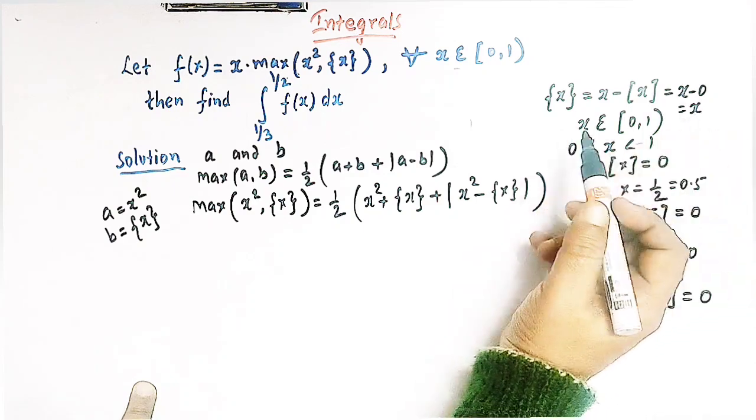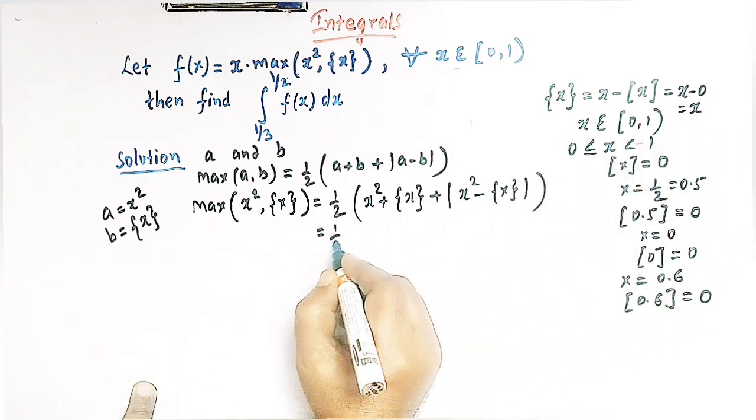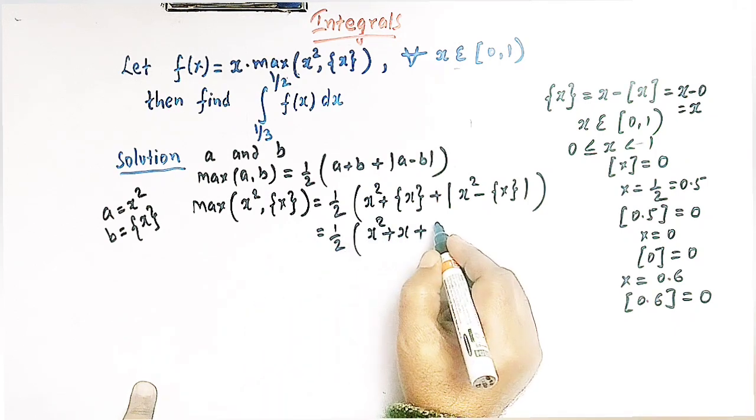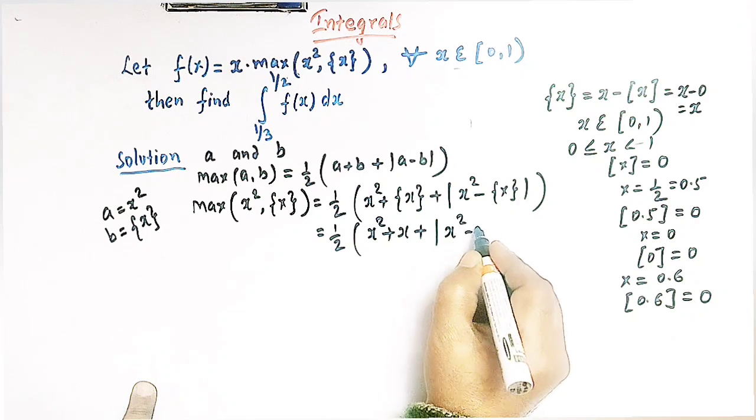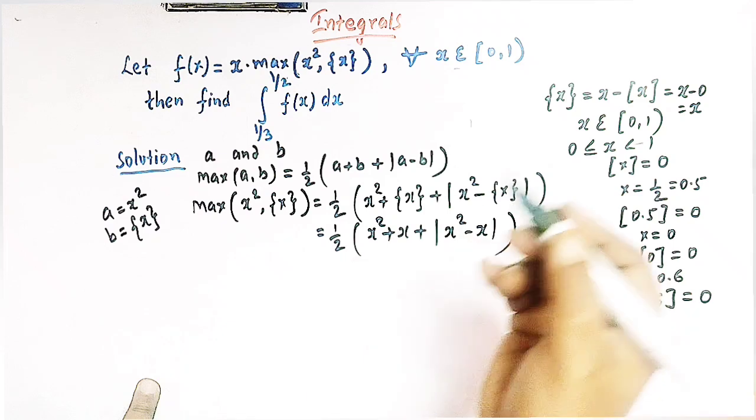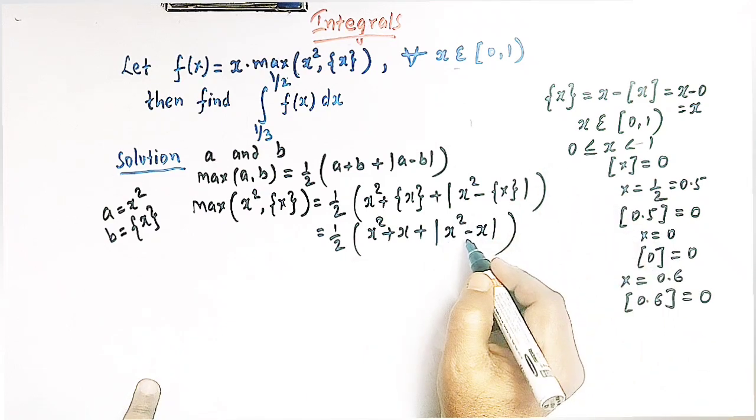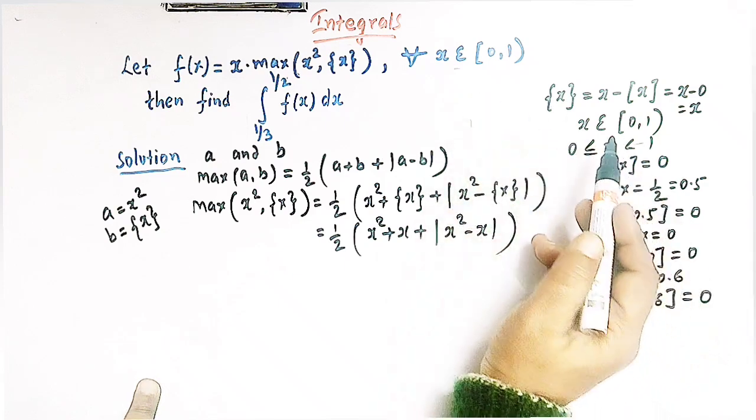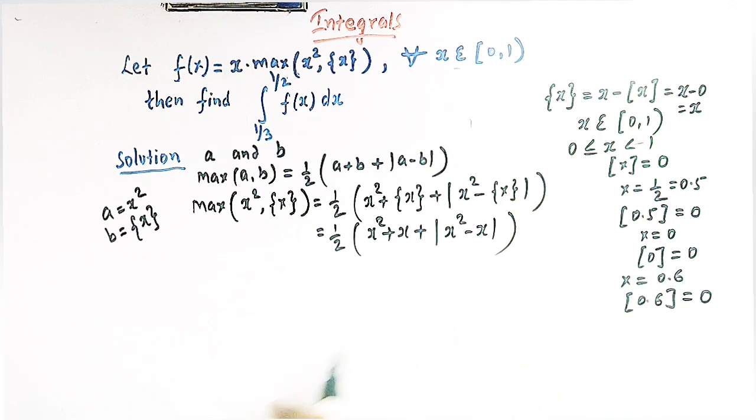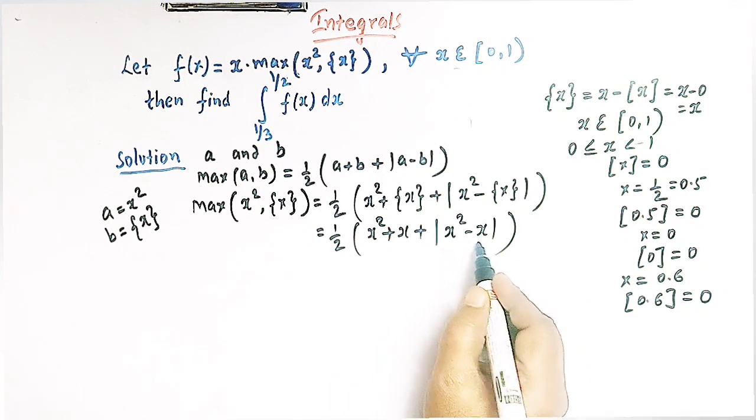So taking x as the fractional part of x, we have here half of x square plus x plus mod of x square minus x, right? Okay, now our next aim is to simplify this mod function, right? And it is given that x belongs to this interval. So let us make use of the definition of mod function to simplify this expression.